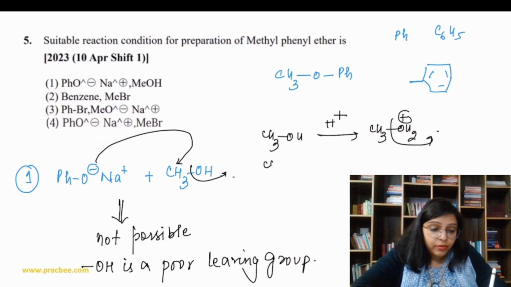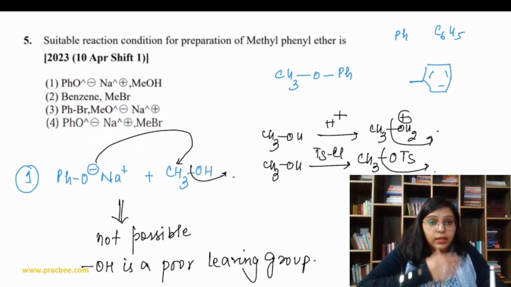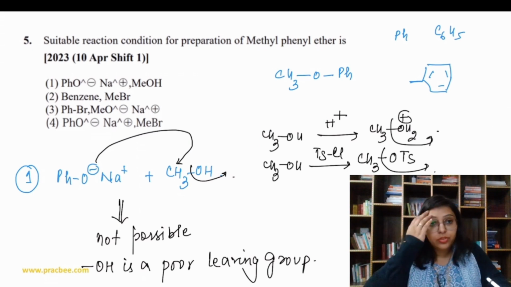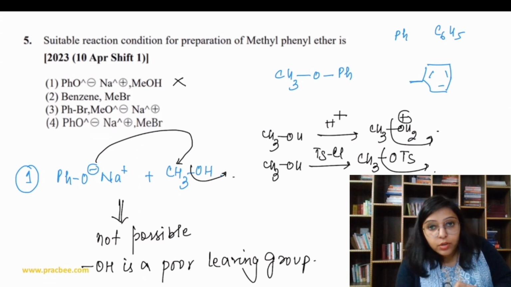Or what we can do, if we have alcohol, is first react it with tosyl chloride. It is converted to CH3OTs and then OTs can leave. So in that way, OH can be removed. Otherwise, it is not possible. So from the first one, we cannot prepare.